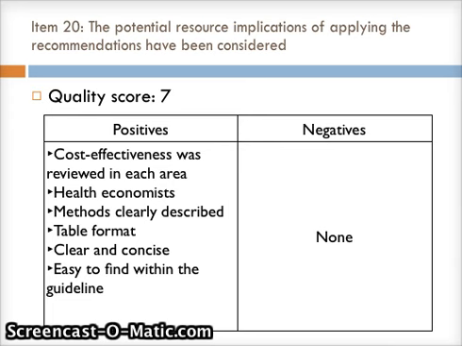Item 20, the potential resource implications of applying the recommendations have been considered, was given a top score of 7 because the cost effectiveness was reviewed in each area very thoroughly by health economists. The methods were clearly described in table formats, they were clear and concise, and were also easy to find within the guideline. There were no negatives.